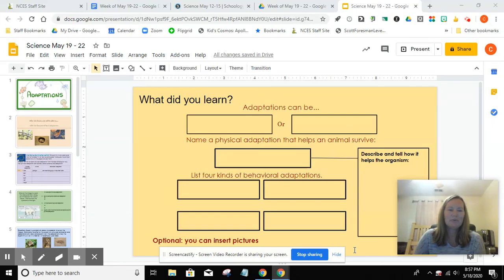Hello, just wanted to go over what we're going to be doing for science this week. We're moving into adaptations. I know there were a few questions last week on adaptations and the two types that we've been talking about, physical and behavioral.